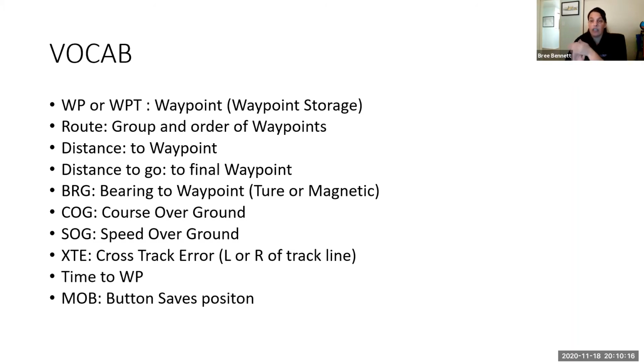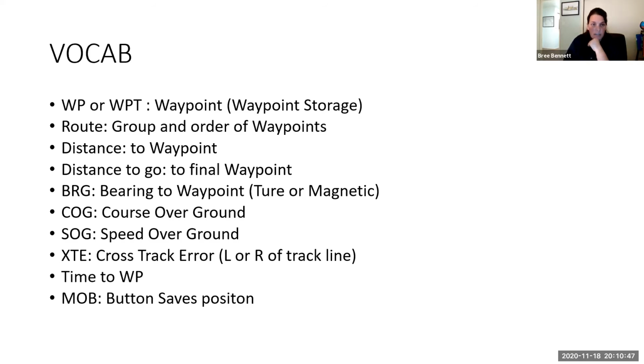The distance to go is to the end of the route, or the final waypoint. So when you get bearing, that is going to be our bearing to the waypoint. What we see a lot on our GPS is a bearing and a distance. That bearing and that distance is to the next waypoint, the waypoint that you are headed towards.